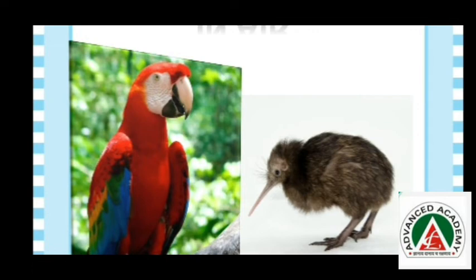Some birds have a very large body and very small wings, so they cannot fly. Ostrich, kiwi, etc. are flightless birds. They walk, run or move with the help of their hind limbs. Ostriches are the fastest runners amongst the birds.